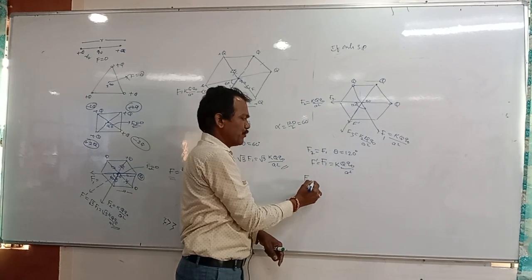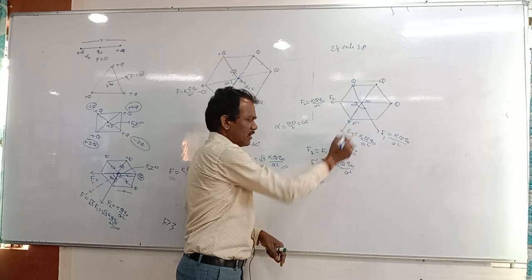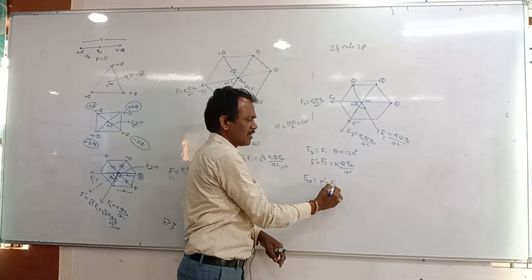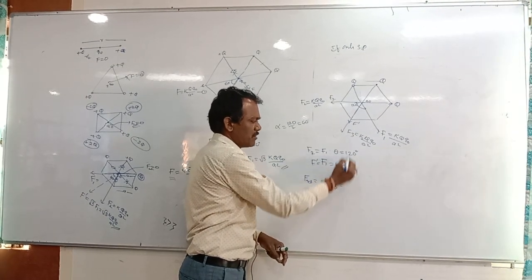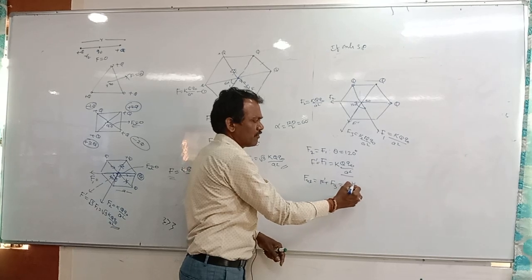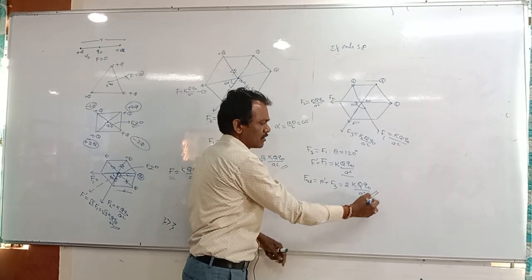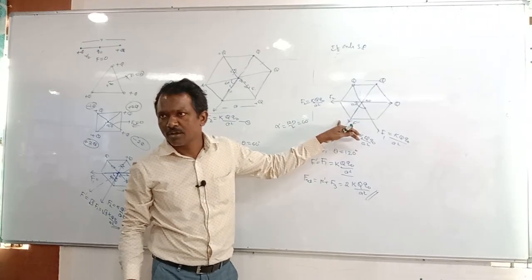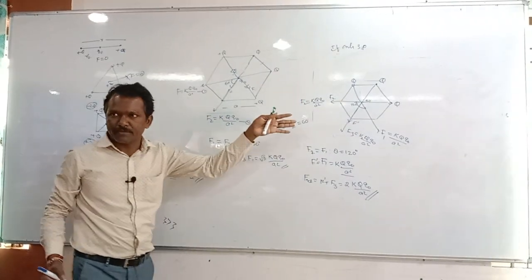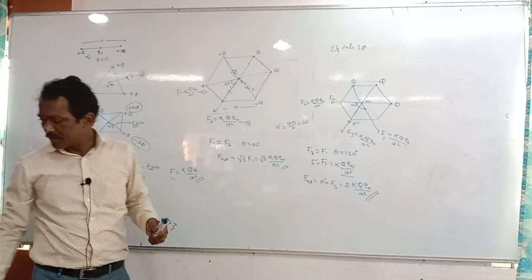Net force is F dash plus F3, which are the same here, that is 2 times K Q naught by A square. So the net force due to 3 charges will be this. Okay, write it down.